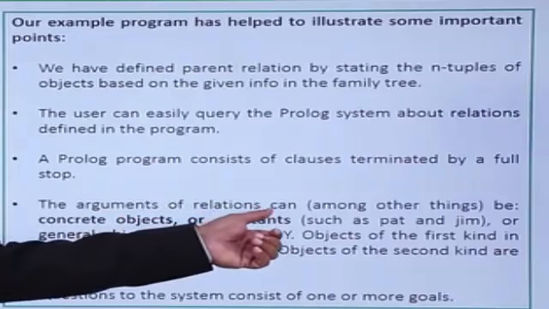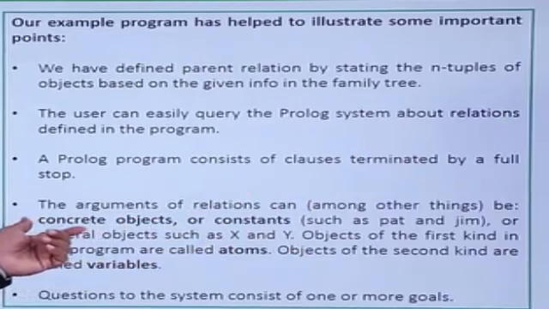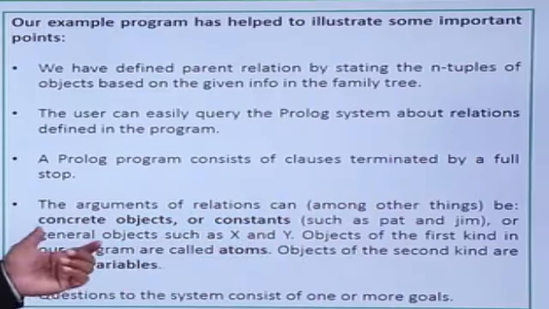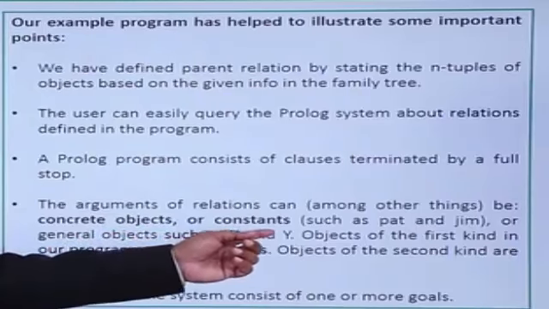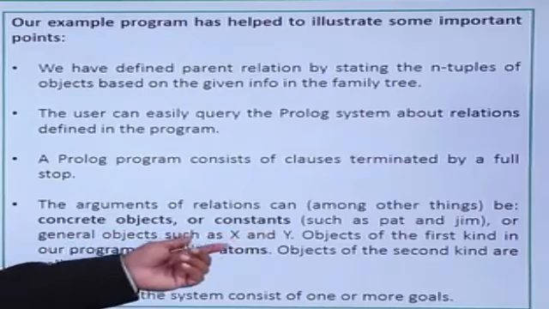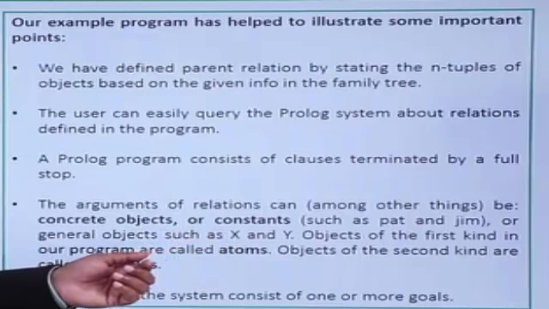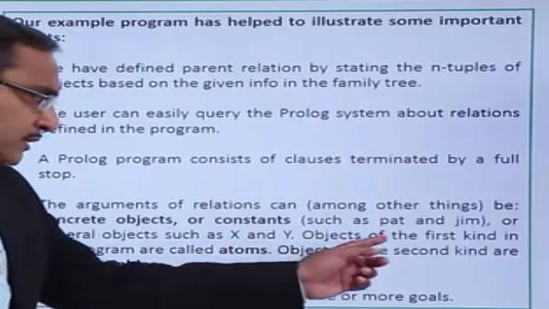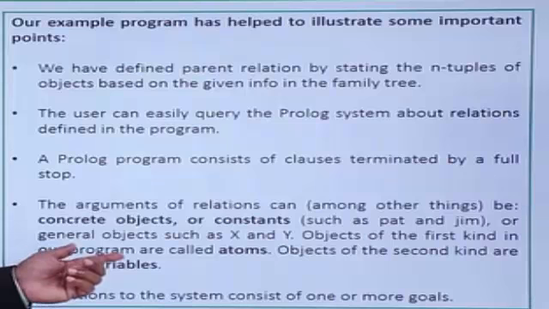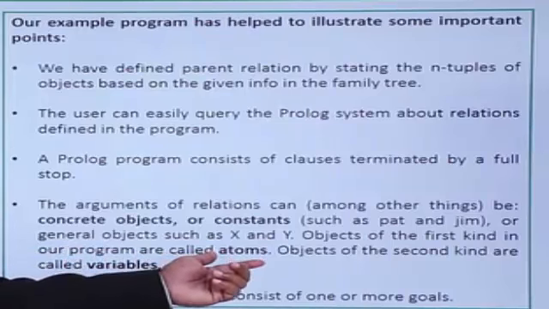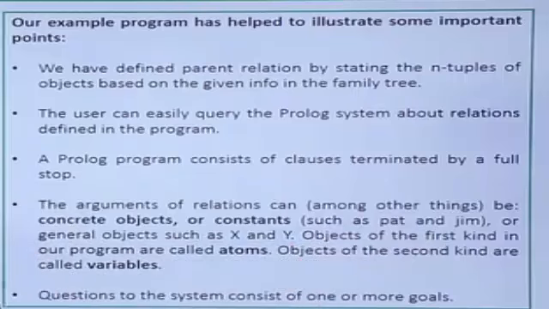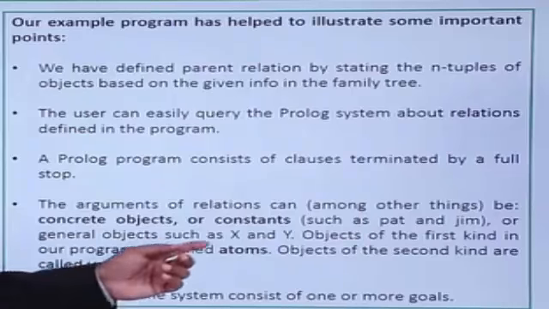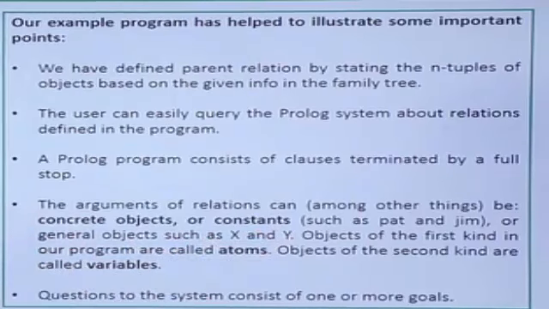The arguments of relations can, among other things, be concrete objects or constants such as Pat or Jim, or general objects such as X and Y. Here X is written in capital and Y is also written in capital. The general objects can also be called variables. Objects of the first kind in our program are called atoms, so Pat and Jim are atoms, and objects of the second kind are variables, so capital X and capital Y are variables.